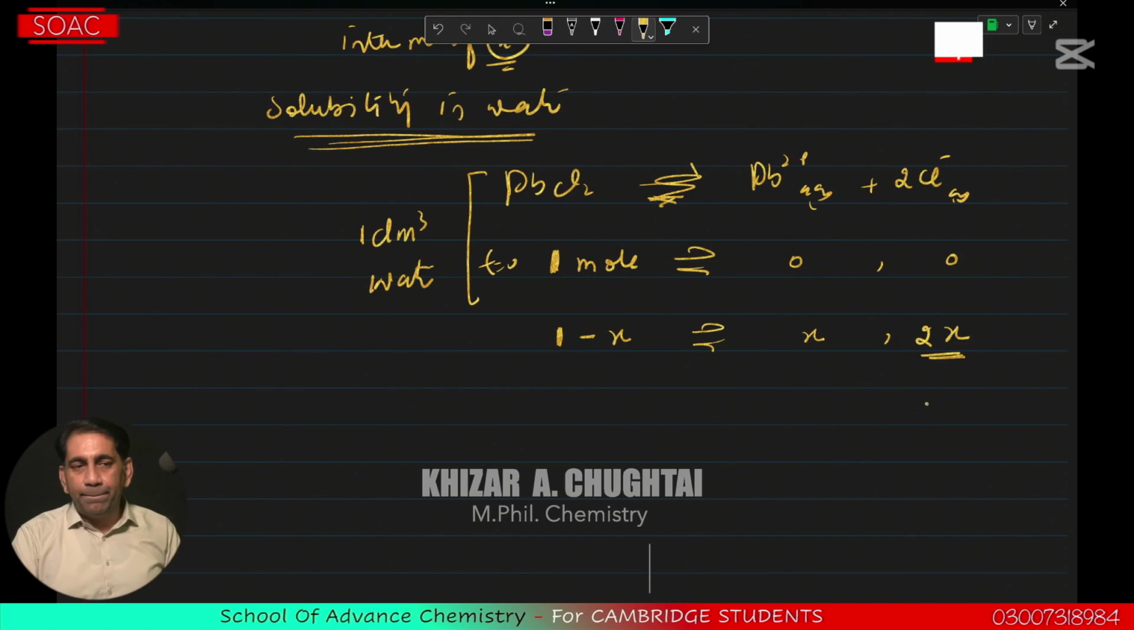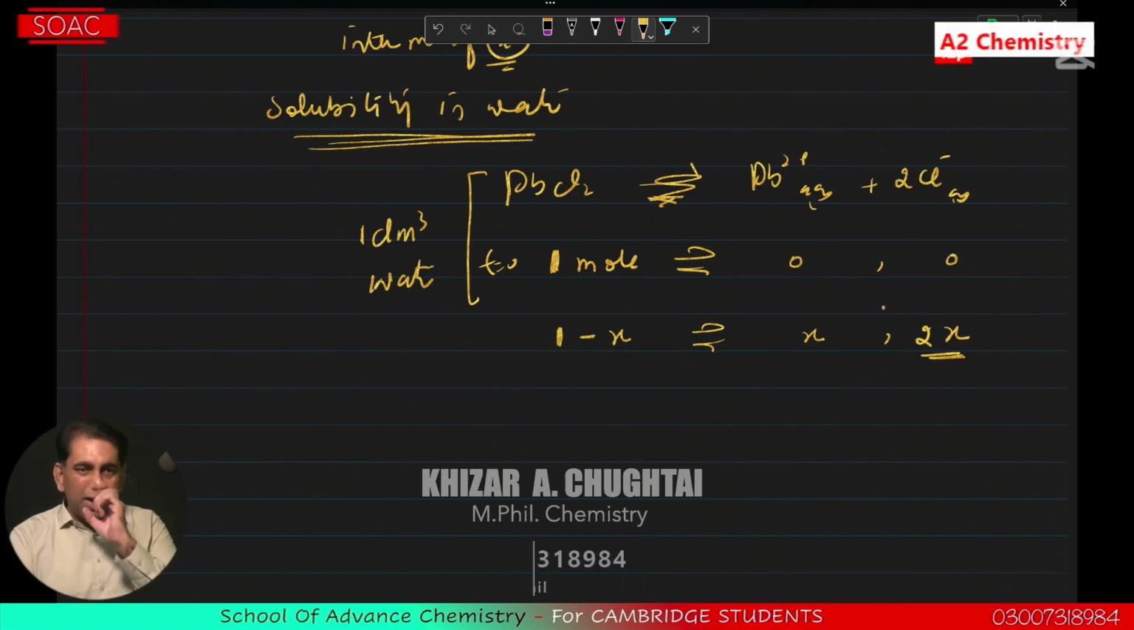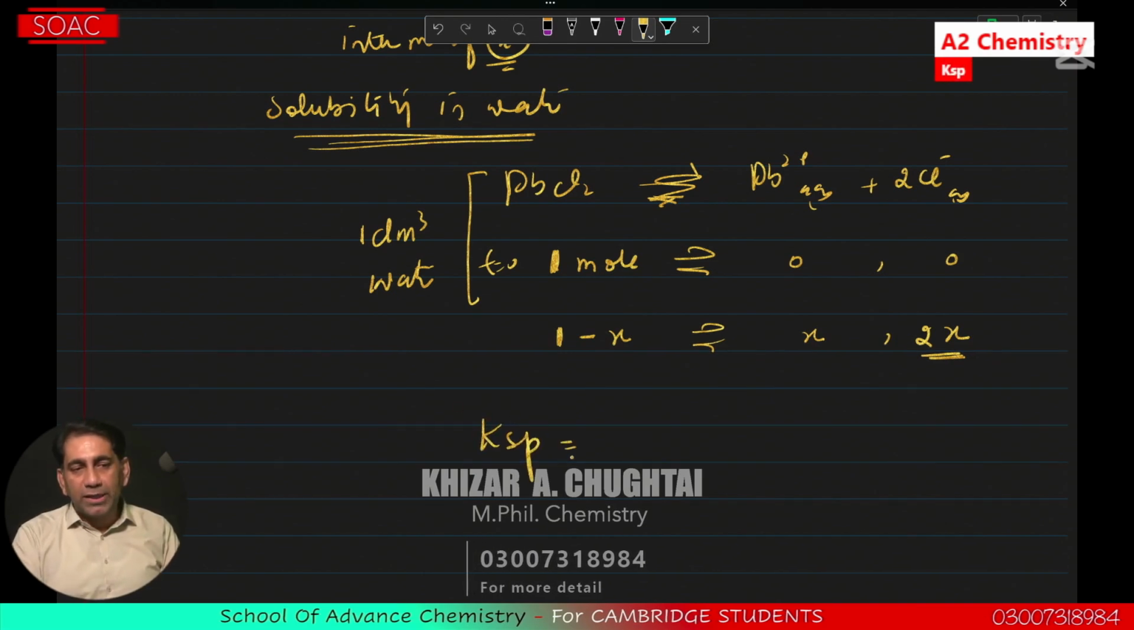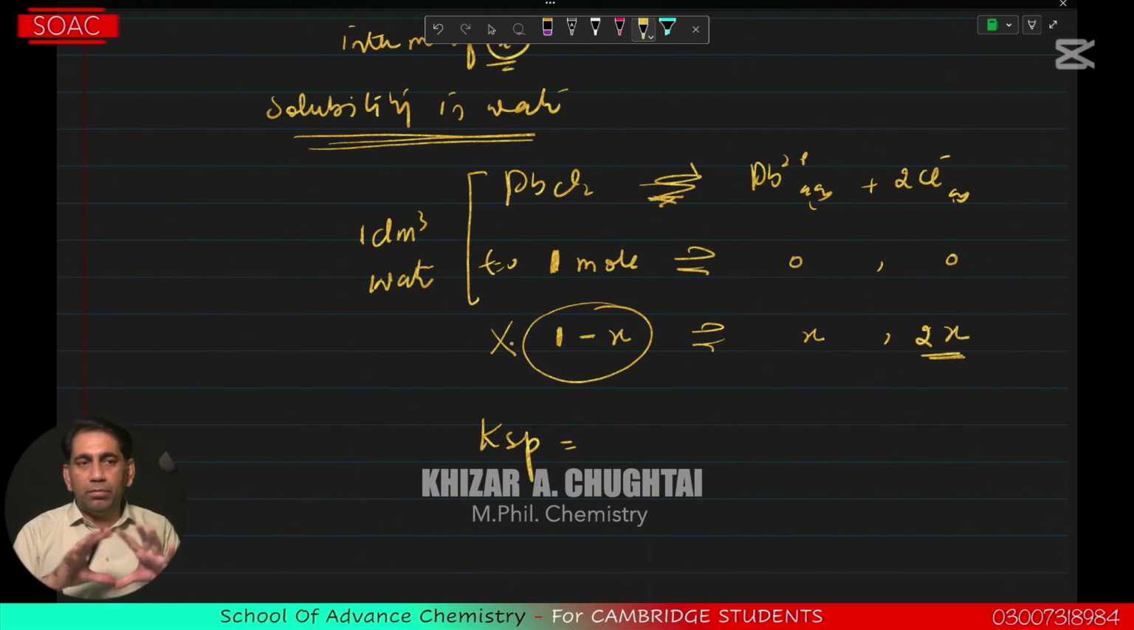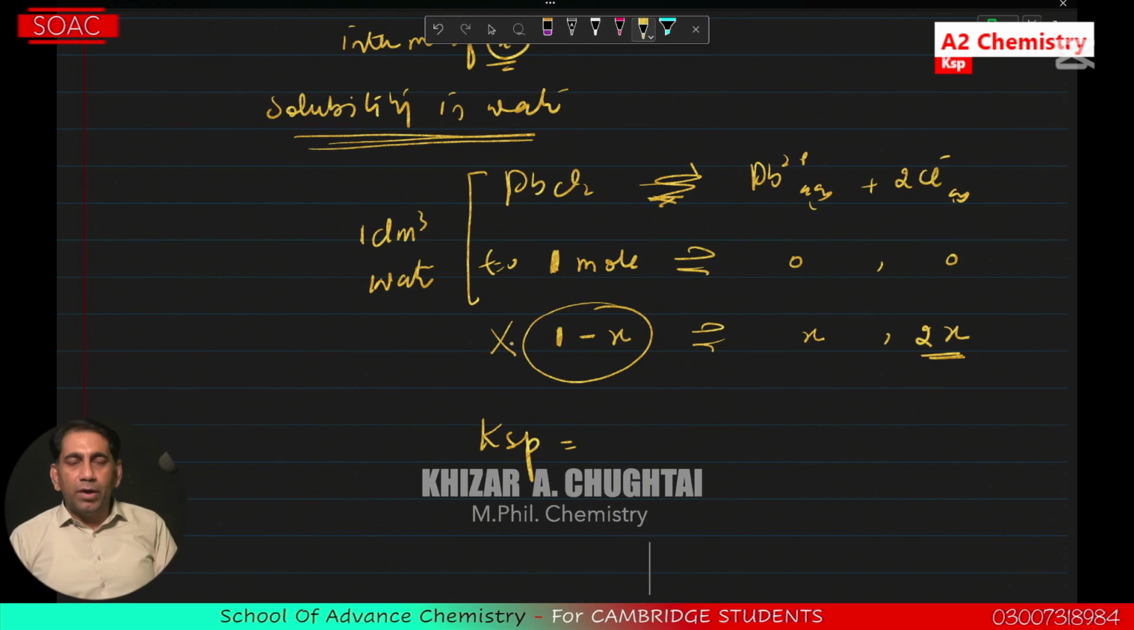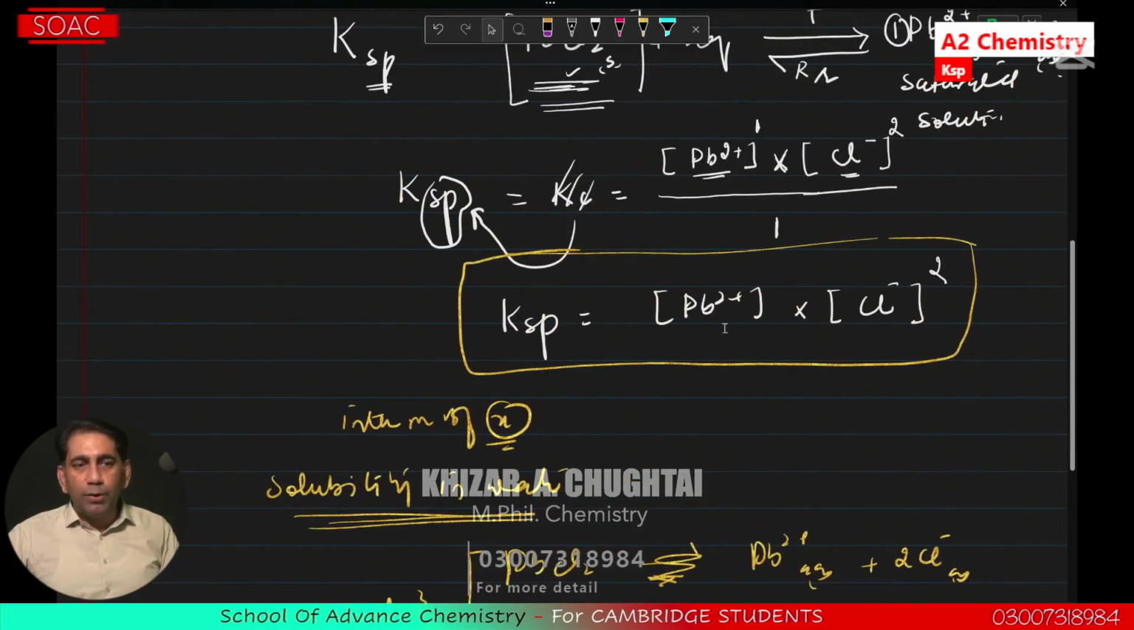So in terms of this shortcut, or in terms of X, what is the expression of KSP? KSP is not going to have any reactant. In the expression of KSP there is no reactant; instead we write just 1 over here. We are just having product: Pb2+ ion concentration multiplied by Cl- ion concentration raised to power 2.